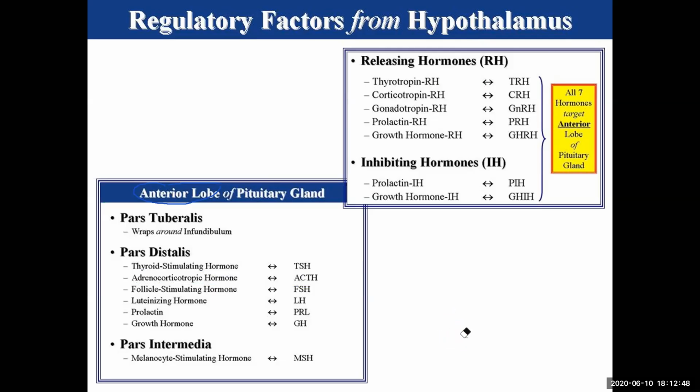Let's go back to the hypothalamus. So now let's switch to the first one, thyrotropin releasing hormone, TRH. When the TRH is released and it hits the anterior pituitary, it will induce the release of thyroid stimulating hormone, TSH.